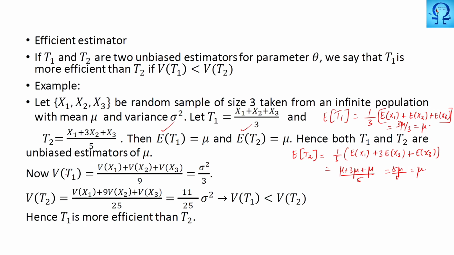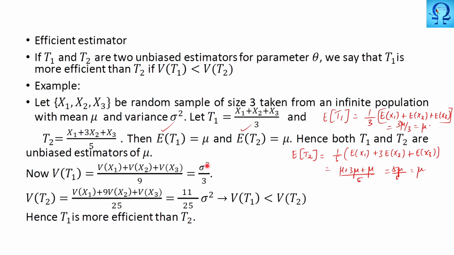Now let us calculate the variance of these. When we calculate variance, the constant comes out as a square. So it is 1 upon 9 times the sum of variances, and since all these are independent samples, we get sigma square upon 3. Whereas in the other case, 1 upon 5 comes out as 1 upon 25. This is variance of x1 plus 9 times variance of x2 plus variance of x3. When we sum them up, we get 11 upon 25 times sigma square.